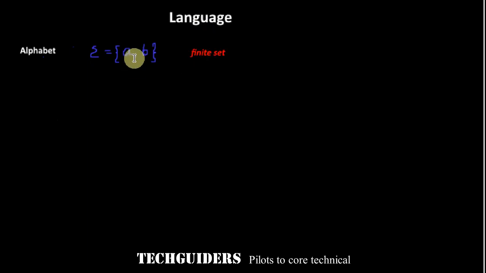There are a lot of symbols available in the world. We should fix a finite set of symbols for our language. The symbols in the alphabet can be combined to form strings, and the strings can be again combined and recombined to form strings. For example, here A itself is a string, B itself is a string. A and B are strings of length 1.